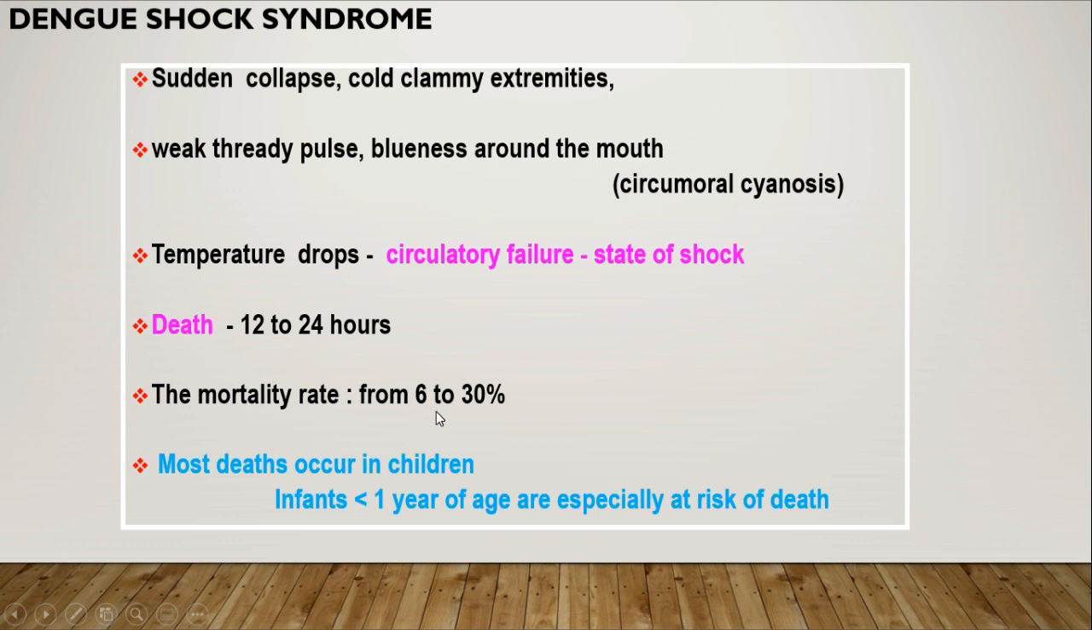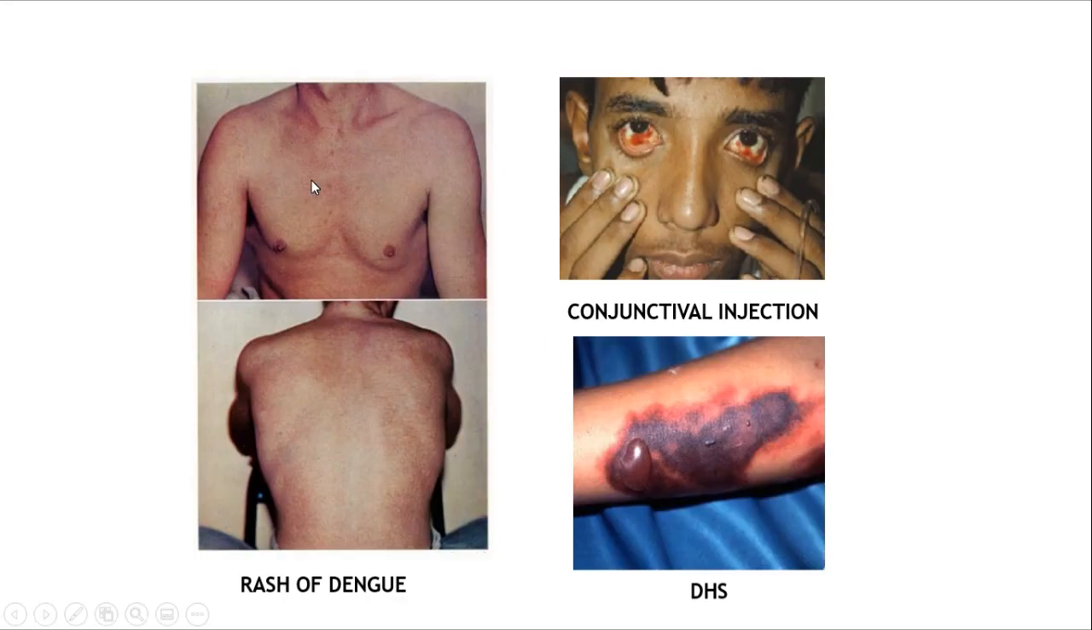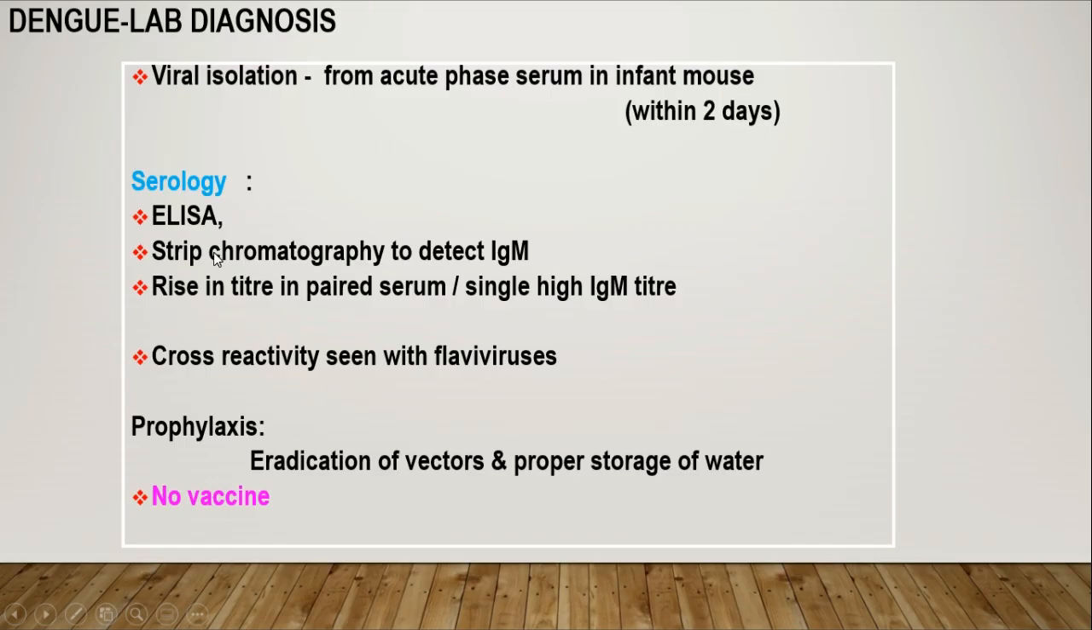And this has a high mortality rate from 6% to 30%, and most deaths occur especially in children. Infants less than 1 year old are at especially high risk of infection. Right, there will be petechial rashes, conjunctival infection, and dengue hemorrhagic syndromes and rashes of dengue. These are the common clinical presentations associated with dengue viral infections.